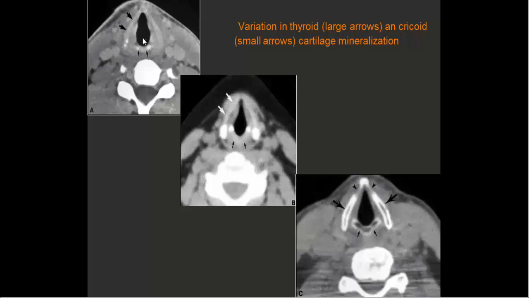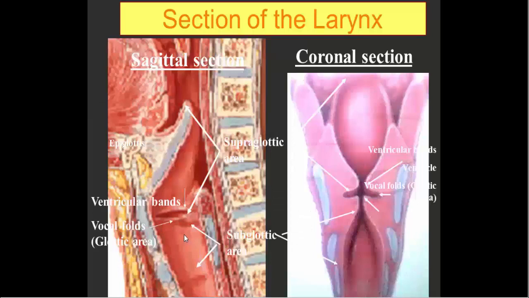This is variation in thyroid cartilage. This is thyroid cartilage, and this is cricoid cartilage, with different variation in thyroid and cricoid mineralization. This thyroid cartilage is less mineralized, and this one is well mineralized. Thyroid cartilage has two cornua, as we see. This is cricoid cartilage, signet ring shaped, posteriorly.